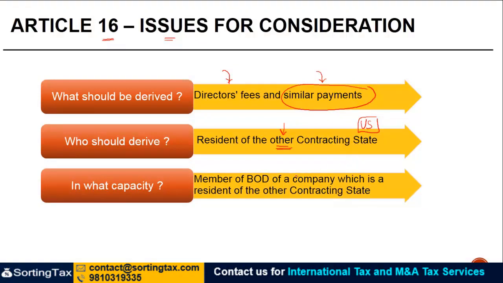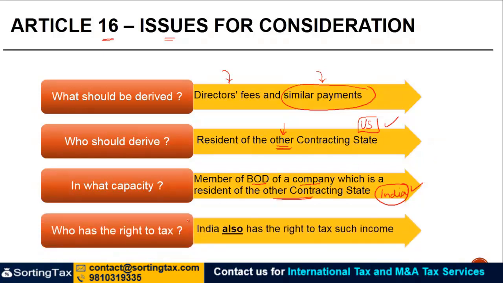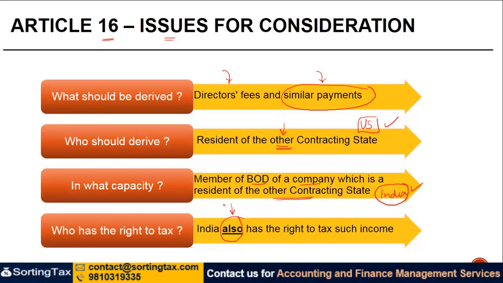In what capacity? As a member of board of directors of a company which is a resident of the other contracting state. Other contracting state here refers to India. So the person is a resident of US, the company is a resident of India, or vice versa. Who has the right to tax? India also has a right to tax. It is not an exclusive right, right? The right is non-exclusive. Even US can tax such payments, but then US is going to give you a credit for the taxes which have been paid in India.